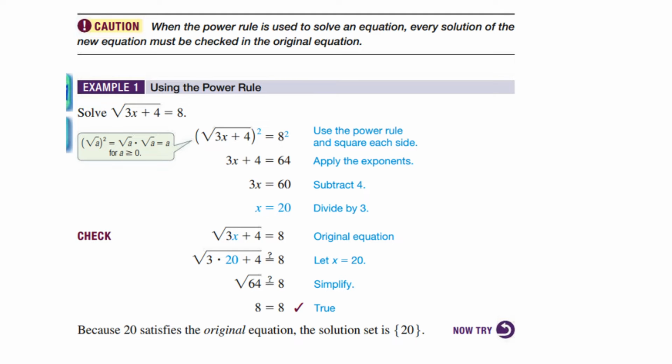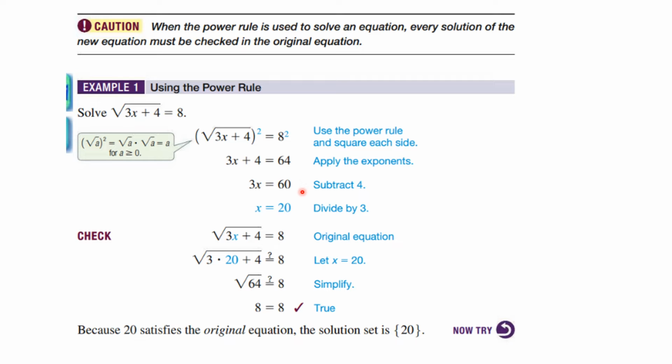And again, remember, every solution must be checked with the original equation. Okay, let's do a problem then. Suppose we want to solve the square root of 3x plus 4 is equal to 8. So what we're going to do is we square both sides. So 8 squared is going to be 64. And when I square the square root of 3x plus 4, I get 3x plus 4. So now I have 3x plus 4 is equal to 64.